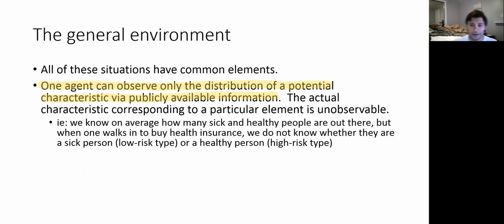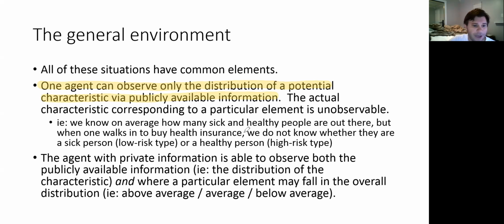We know there are good drivers and bad drivers and okay drivers out there, but I don't know if the person standing in front of me trying to sign a policy is a good, bad, or mediocre driver. Right? So the other element we have here is that the agent with the private information is able to observe both the overall distribution as well as where a particular element falls in that overall distribution.